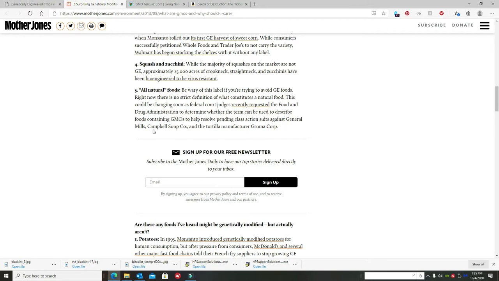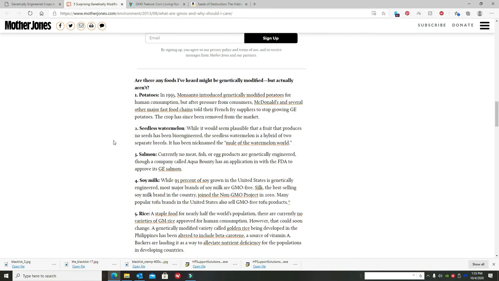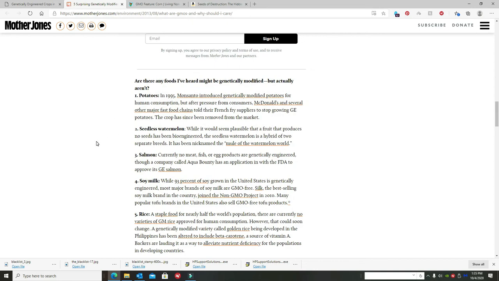Here's General Mills, Campbell Soup Company is the worst. Campbell, it's the worst soup that you can buy. It's the most damaging. Potatoes. There used to be 400 types of potatoes, and now you've got two or three types. But I think they had to finally give up on their genetically modified ones. Seedless watermelon, I don't know.